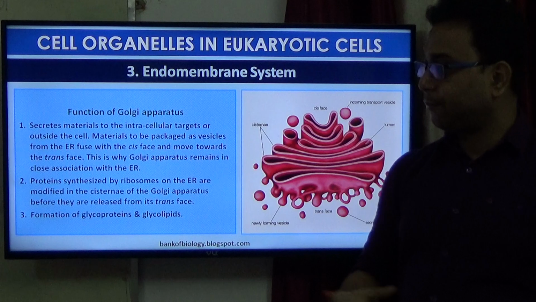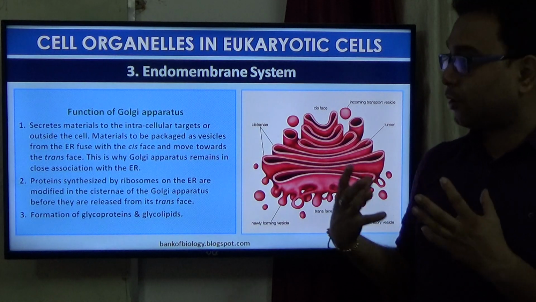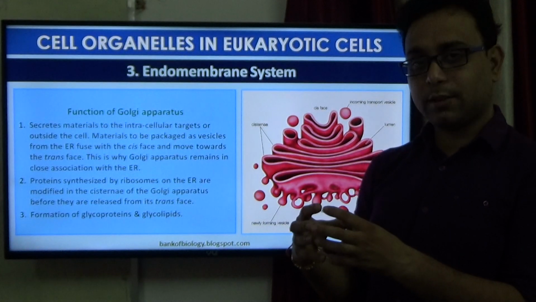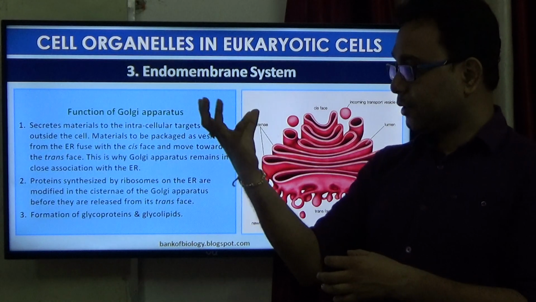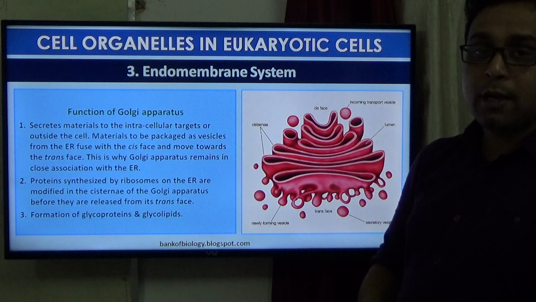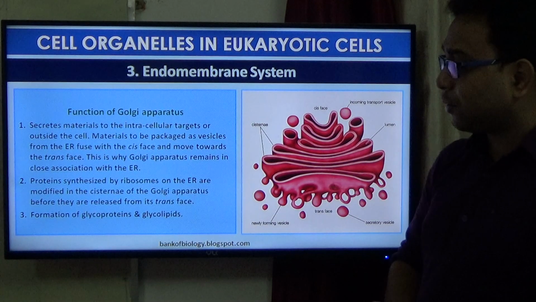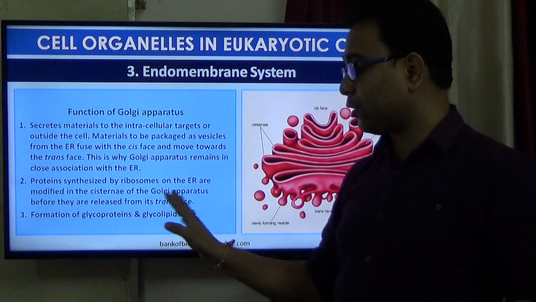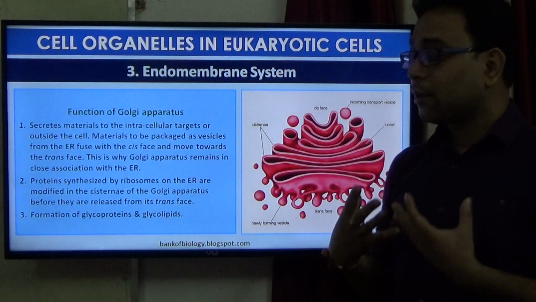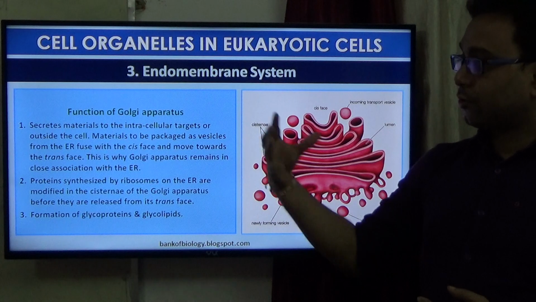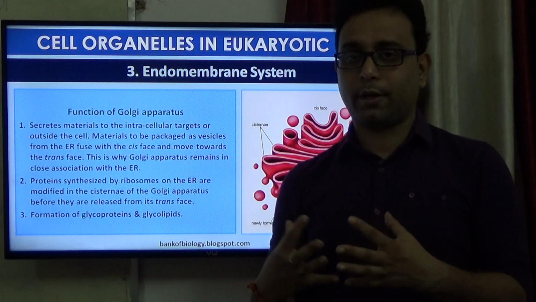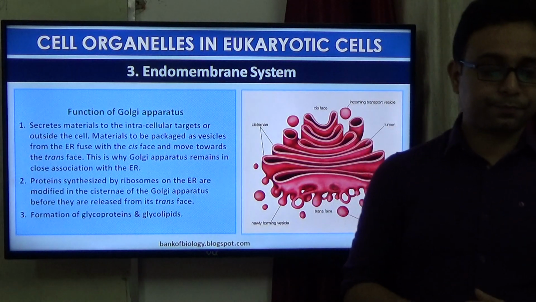At first, the materials are packed here, so it is also called the packaging center. The endoplasmic reticulum forms the protein, which is received by the cis phase, and after modifications it exits from the trans phase. Also, proteins synthesized by the ribosomes of the ER are modified in the cisternae of the Golgi apparatus before they are released from the trans phase. So it is also the protein modification site. So secretion, packaging and modification are the most important functions of the Golgi apparatus.